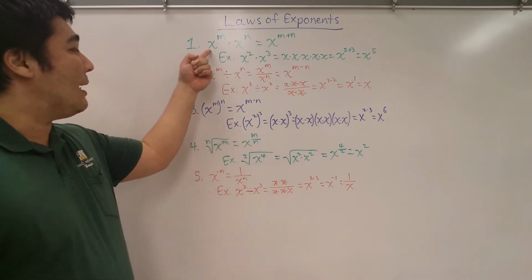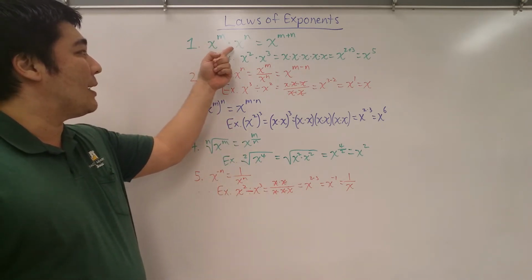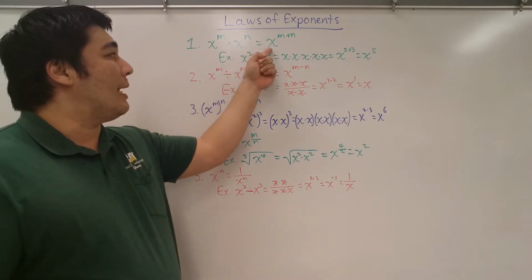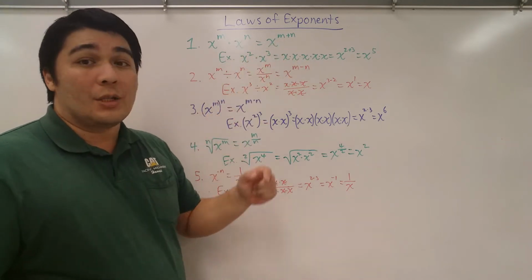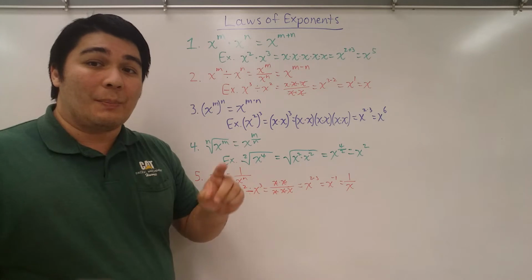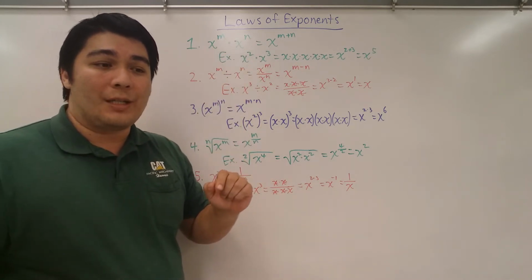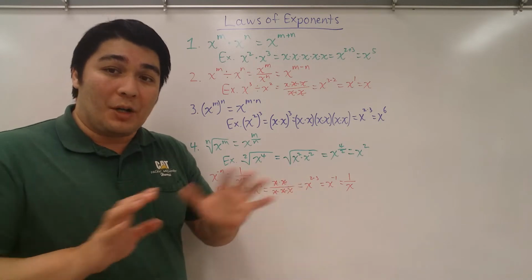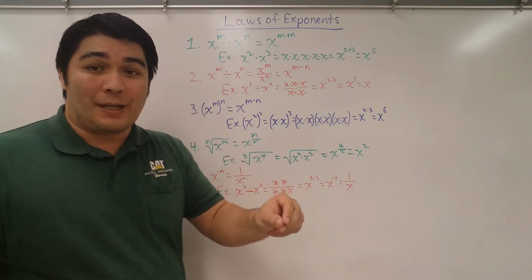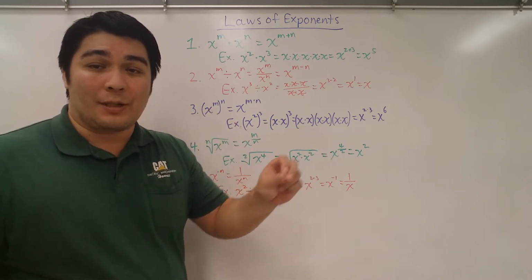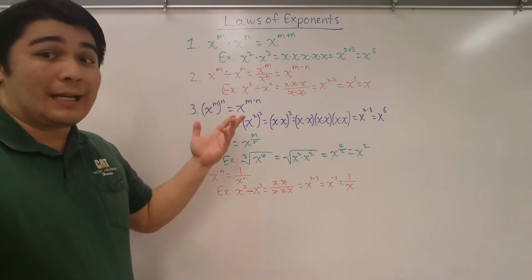Law number one says x to the mth power times x to the nth power is equal to x to the m plus n. So basically, it's saying that if the bases are the same, like they're both base x, and they're raised to different powers, if you're multiplying them together, you add the exponents.